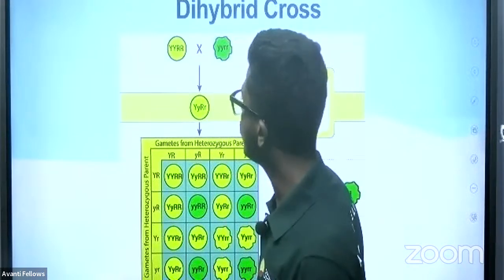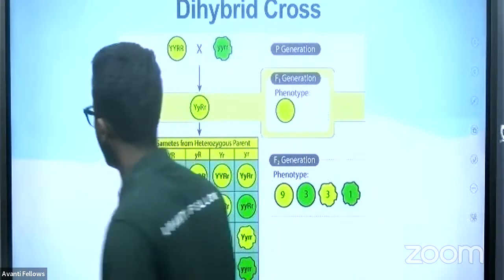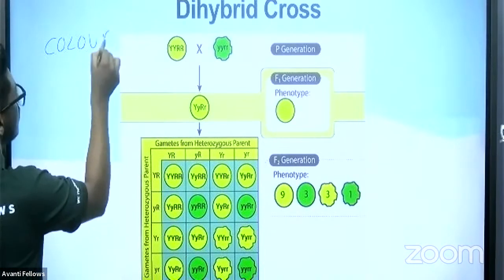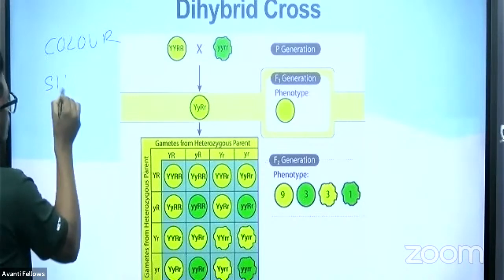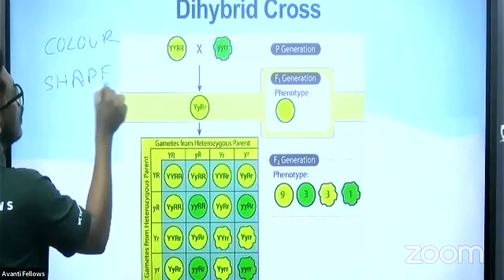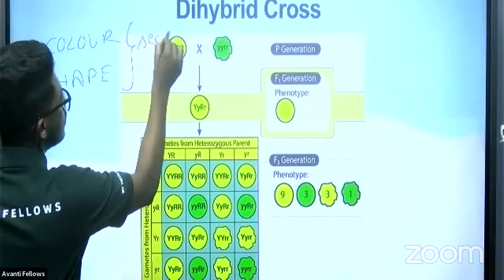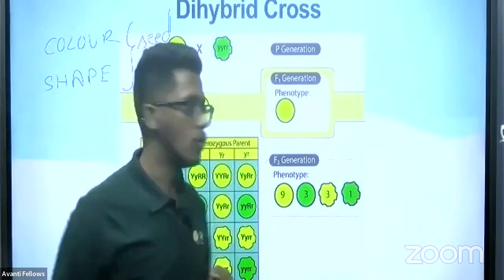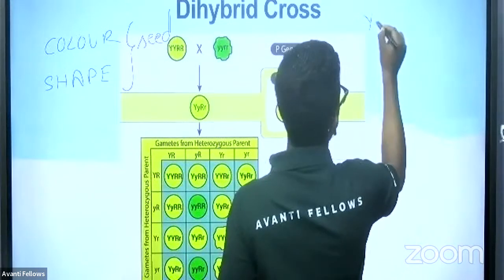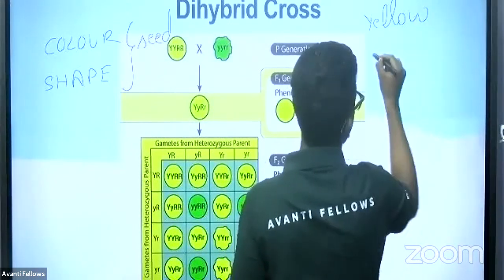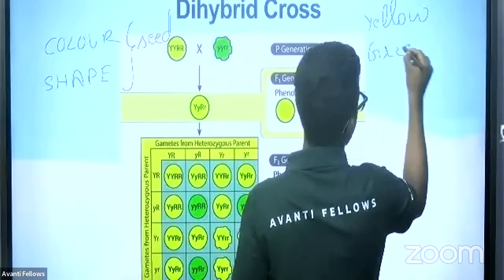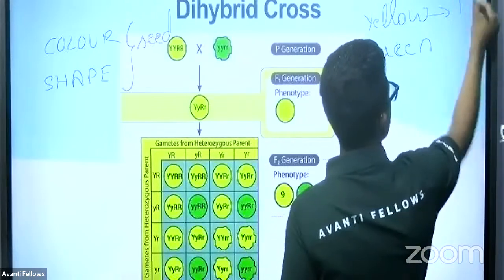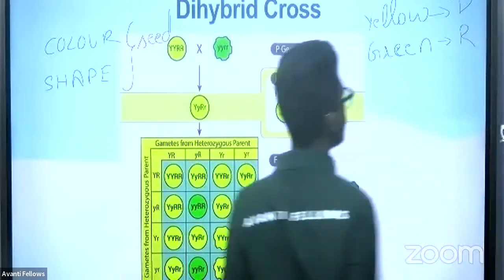Anyways, what did he choose? One is the color and the other is the shape of the pea seed. We know that the color is of two types: one is yellow, the other one is green. So these are the combinations. Yellow is dominant and green is recessive.